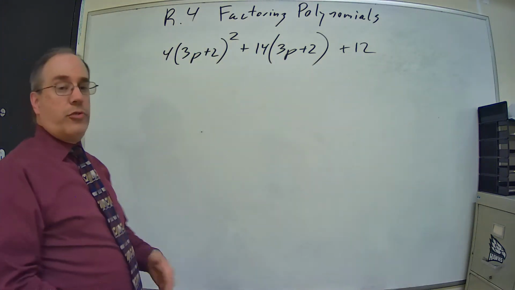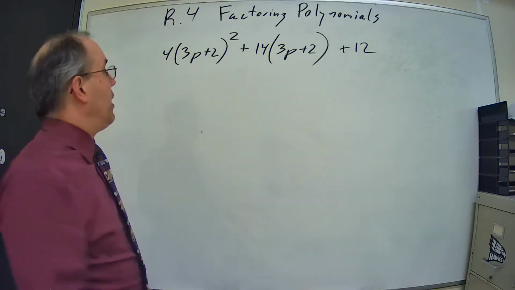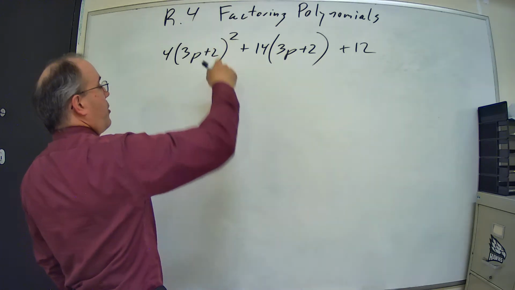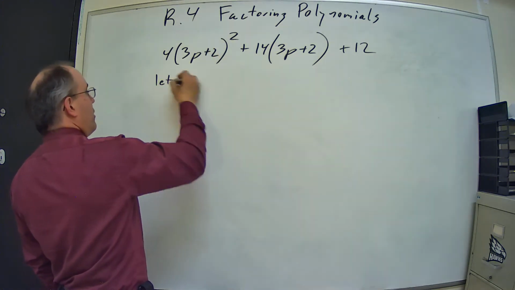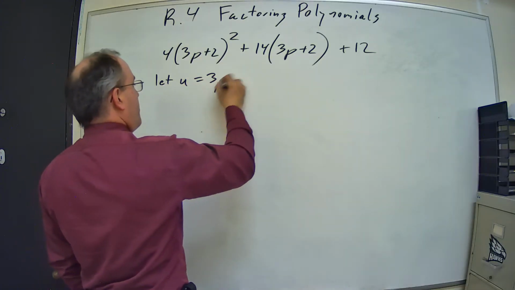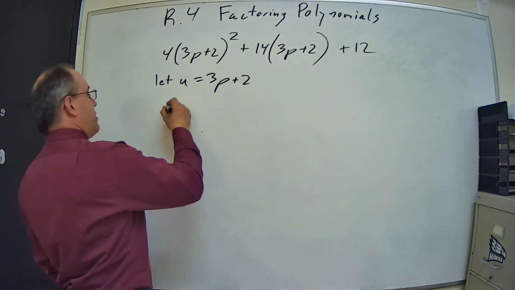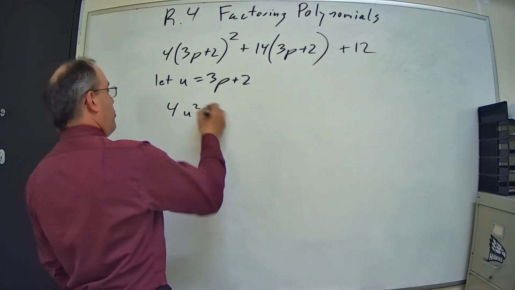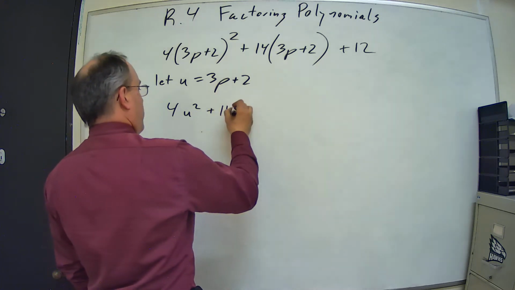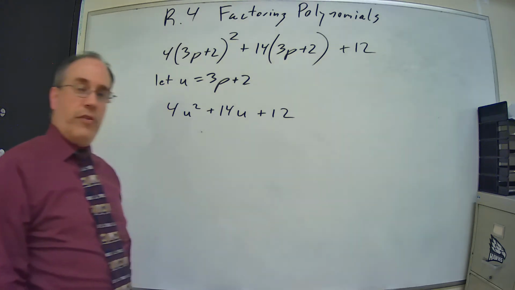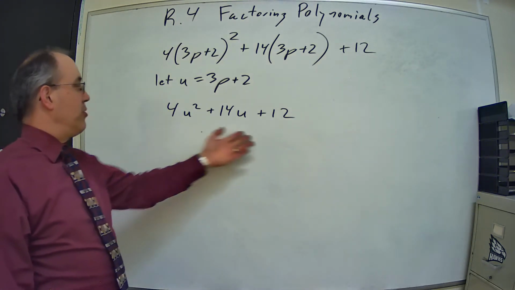So I can use substitution. I can say, well, instead of treating this like 3p plus 2, why don't I let u equal 3p plus 2? If I do that, I can rewrite this as 4u squared plus 14u plus 12. Well, that doesn't look so bad.